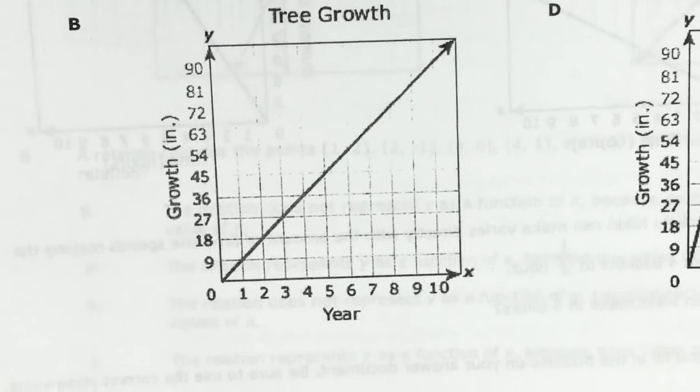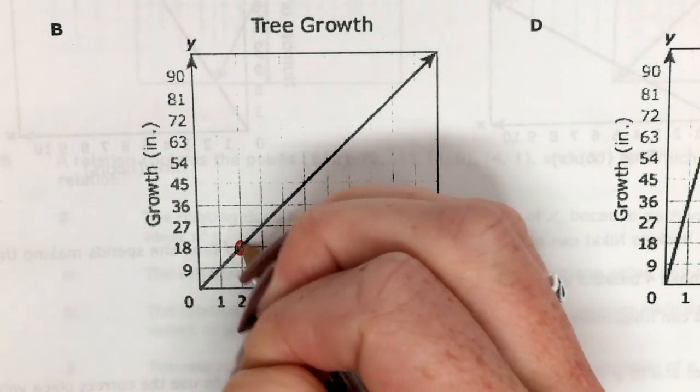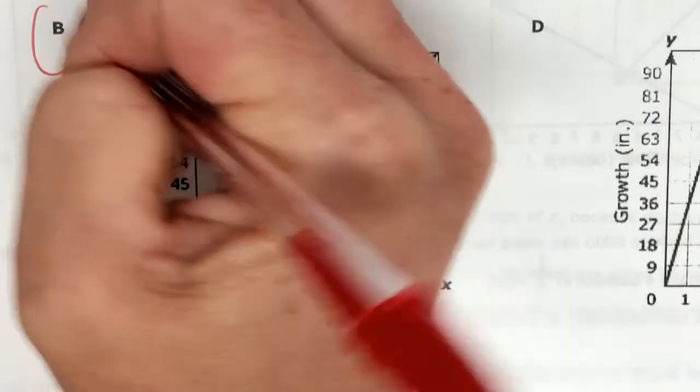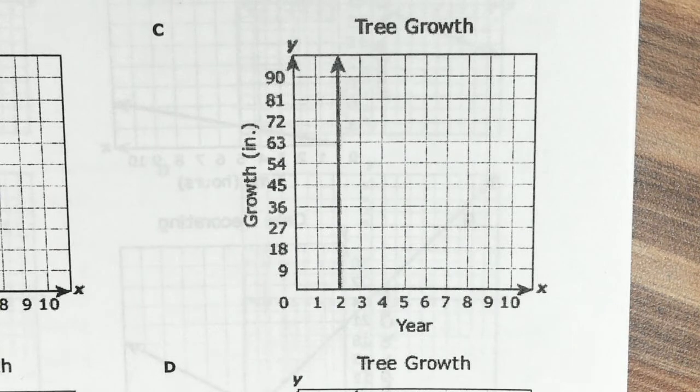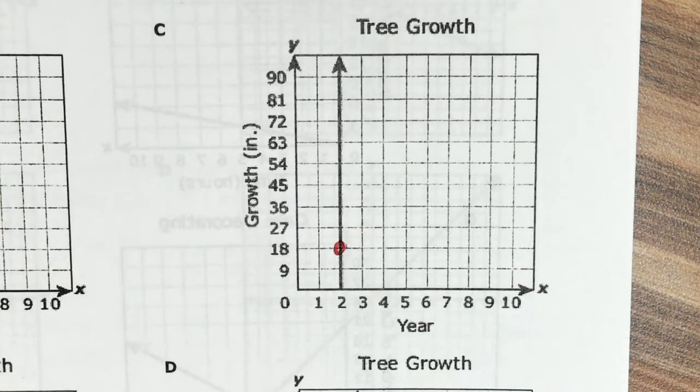Let's go to B. I go to 2 years. Was there a dot at 18 inches? Yes. So that's my answer. Now stop before you turn the page and let's look at C. There was a dot at 2 years, 18 inches. So why was that not the answer?